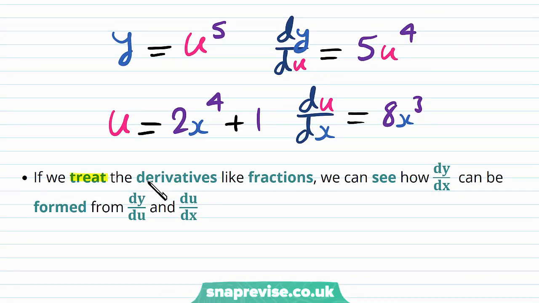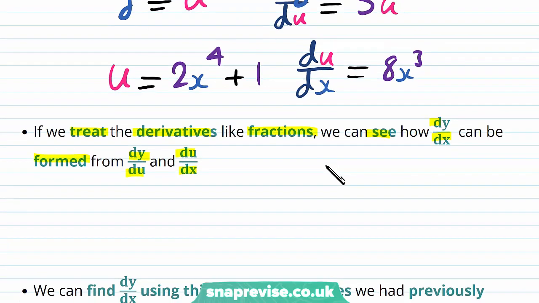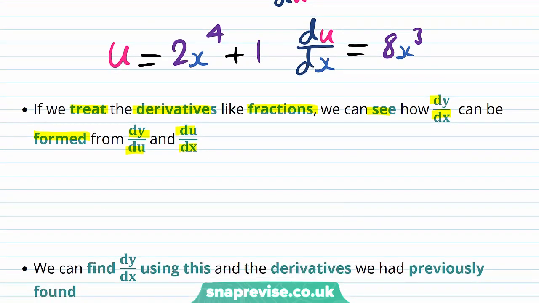Now, if we treat the derivatives like fractions, we can see how dy by dx can be formed from dy by du and du by dx. Consider our dy by dx. This is what we'd like to find.